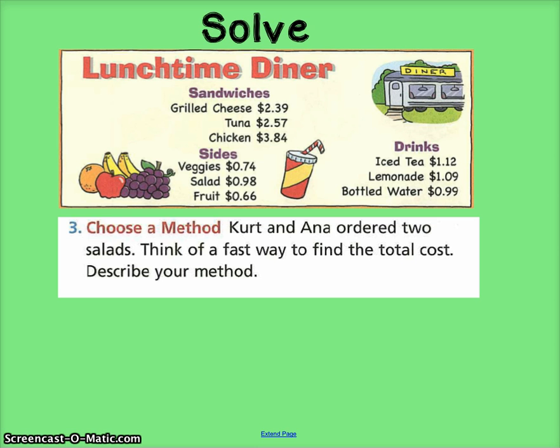Number 3, it says choose a method. Kurt and Anna ordered 2 salads. Think of a fast way to find the total cost. Describe your method. Remember to show your work, friends. Pause the video now.